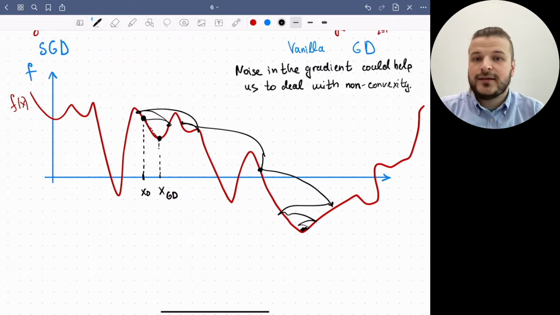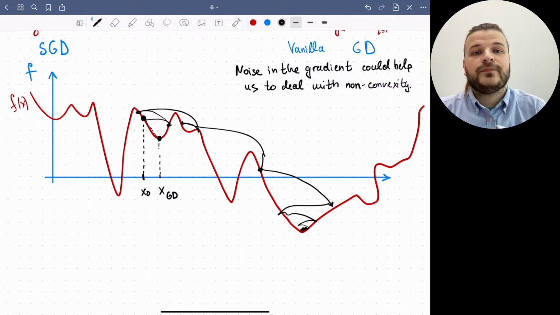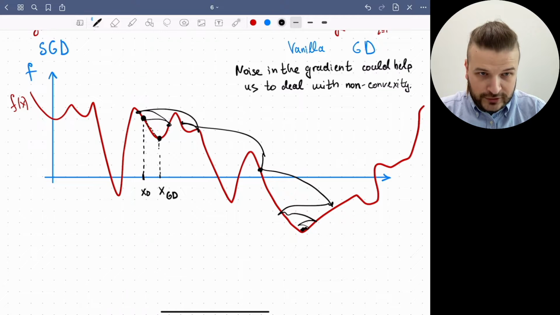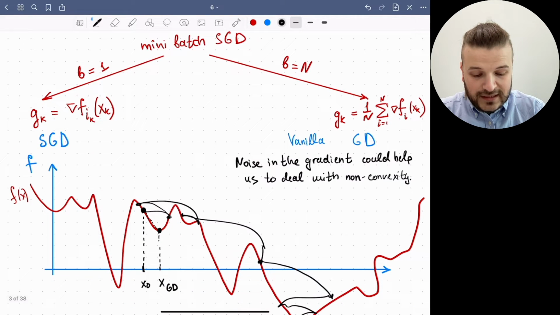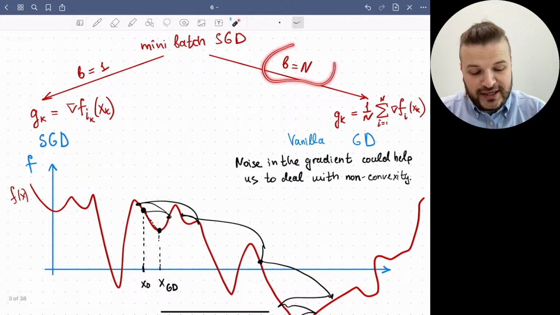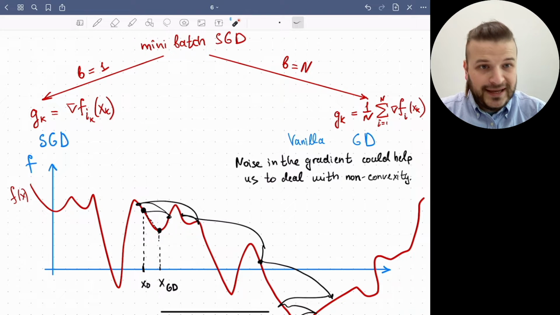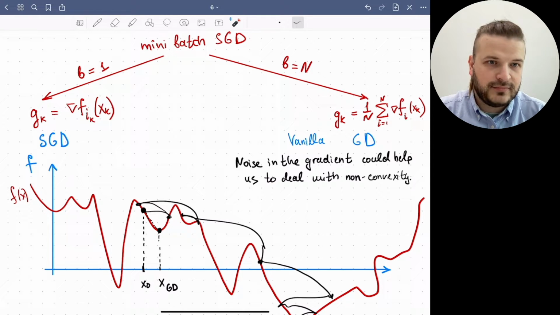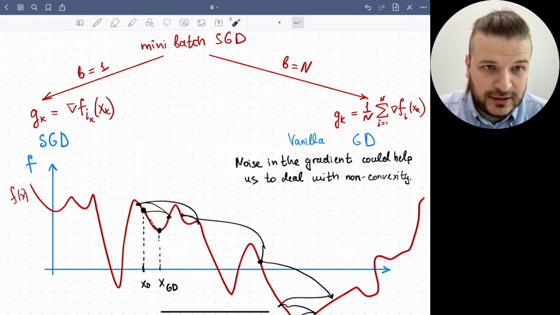And as I said before, this is important in machine learning, and that's why selecting a batch size equal to n may not be a good option in non-convex problems, because you'll just go to the nearest local minimum. That's just as expected, right?